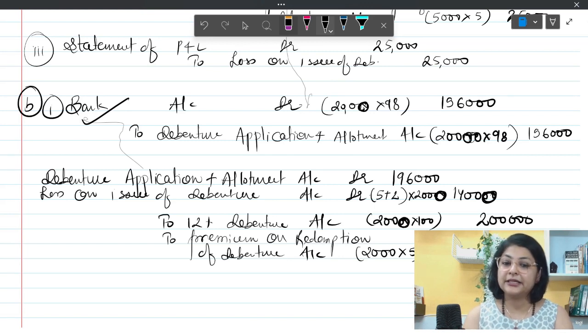Now 12% debenture will always be multiplied with the face value. So 2000 multiplied by 100. So this figure comes to 2 lakh rupees.